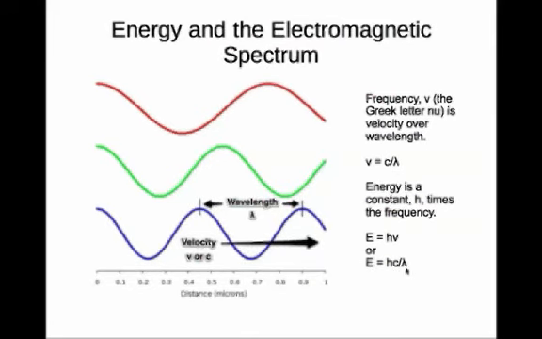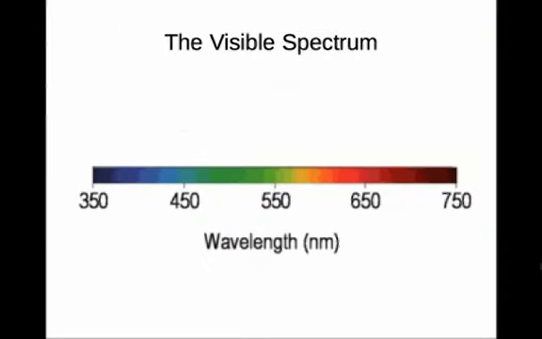This means that as the wavelength increases, energy decreases. So if we go back to our visible spectrum, we can see that red light has less energy than blue or violet light. It has a longer wavelength, and so a lower frequency and a lower energy.